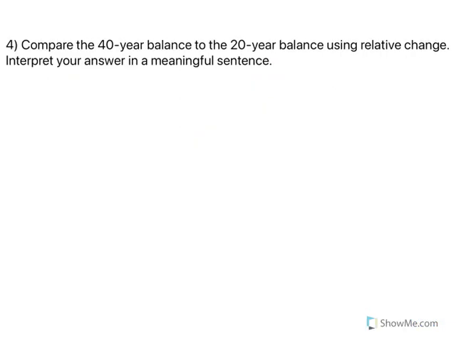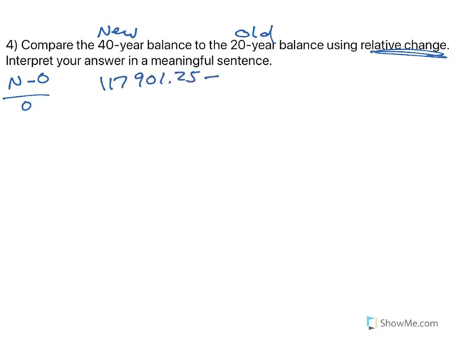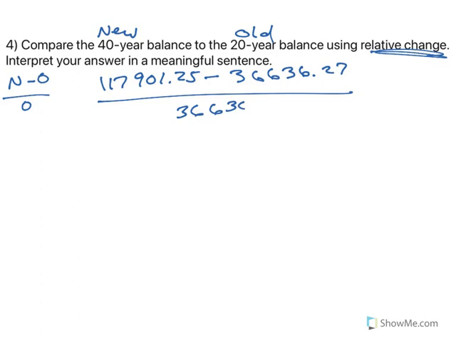So compare the 40-year balance to the 20-year balance using relative change. Okay, so I'm going to use 40 as my new, 20 as the old. So remember, new minus old divided by old because we're talking relative change. So 117,901.25 minus 36,636.27, all divided by $36,636.27. Make sure you do the numerator first.